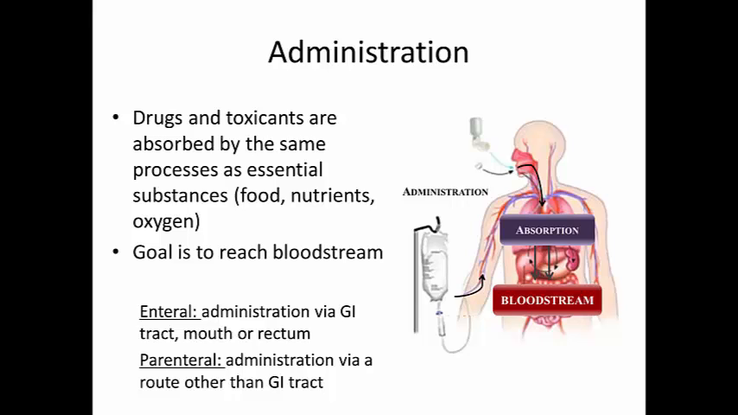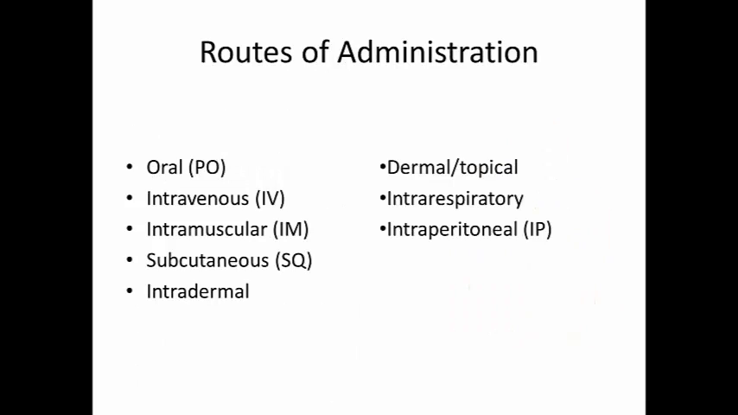There are two main terms that are used to describe routes of administration. Enteral refers to administration via the GI tract, mouth, or rectum, and parenteral refers to administration through a route other than the GI tract. In this course, we will discuss the most common routes of administration. Oral administration is the most common and most preferred for drugs. Intravenous is directly into the vein by injection. Intramuscular is into the muscle by injection. Subcutaneous is an injection into the subcutaneous layer under the skin, and intradermal is an injection into the skin layer.